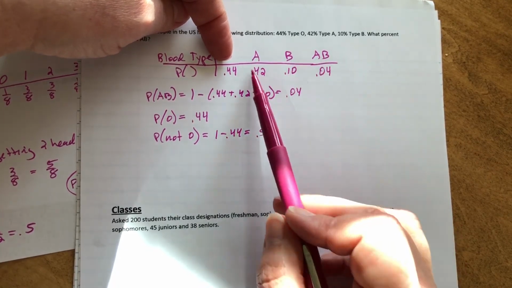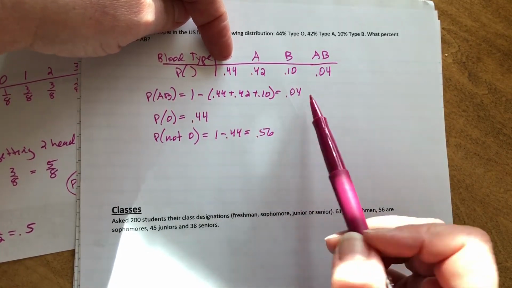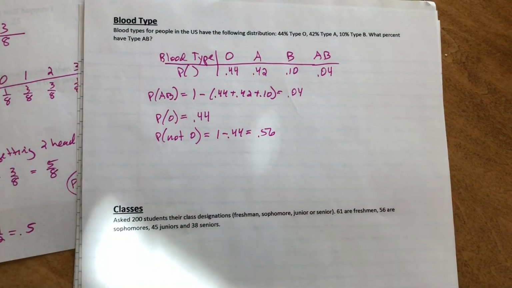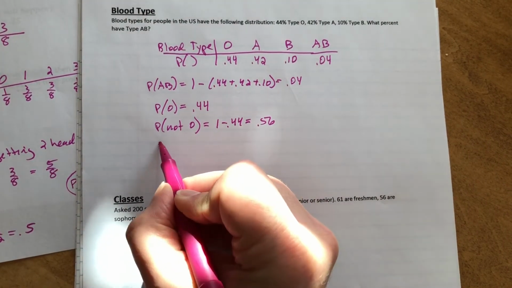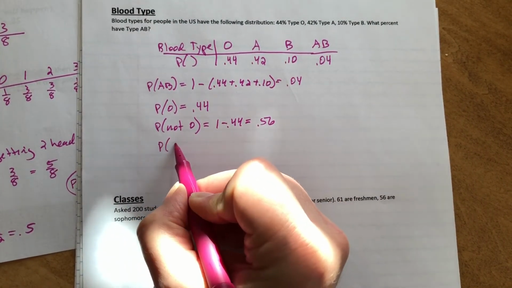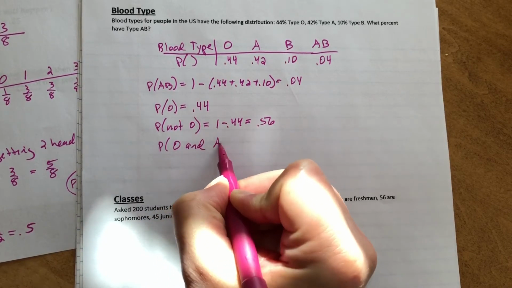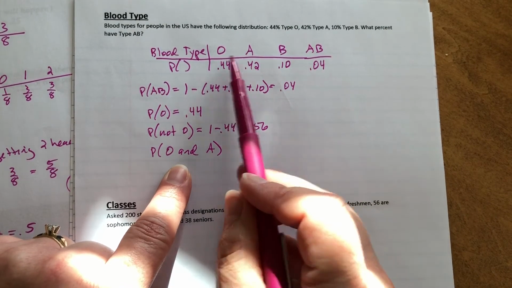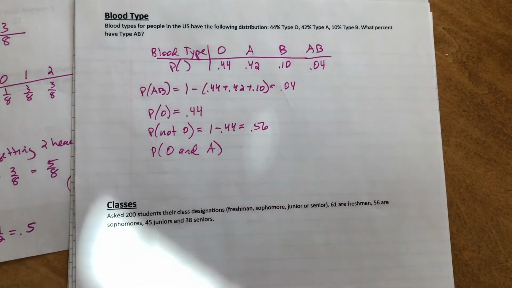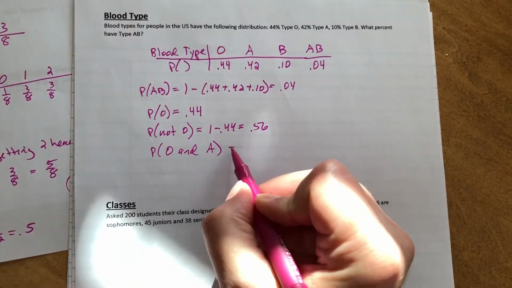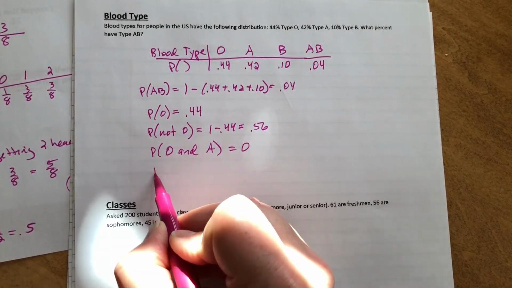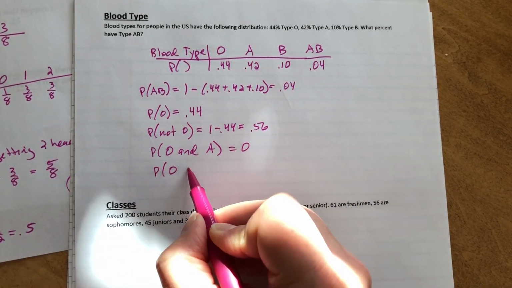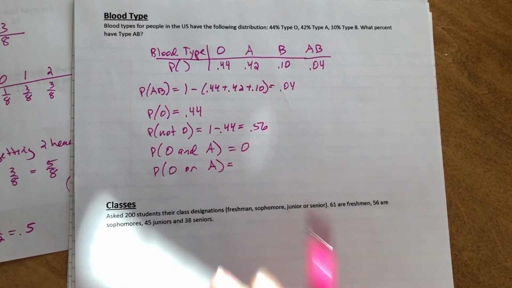So if I added these up, these would also be 0.56. Okay, but we can do it a little quicker with our complement. Okay, let's do the probability that somebody's going to have type O and type A blood. All right, well, again, mutually exclusive. There's no way somebody's going to have type O and type A blood. So this is 0. Okay, now what's the probability somebody's going to have type O or type A blood?